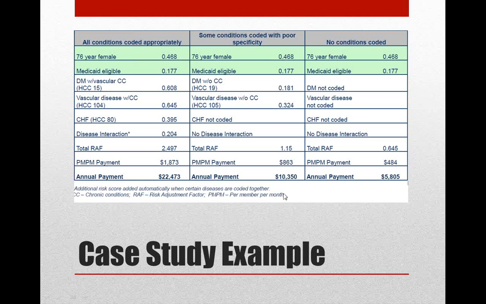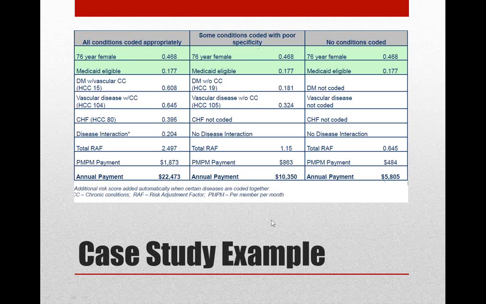This is the example that you have to understand, and this is the whole point for this talk, because we'll go through this and you'll realize how this is determined. But say you have a 76-year-old female. Now, Medicaid or disabled, they actually get a little bit extra because they find that they use more resources, so they get an additional risk factor. This 76-year-old, though, has diabetes, but it wasn't coded. The vascular disease wasn't coded, nor was the CHF. They're going to get a risk score of 0.6 and an annual payment of $5,800.